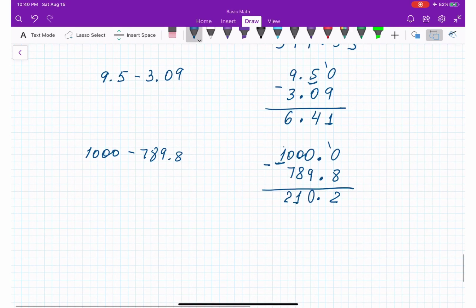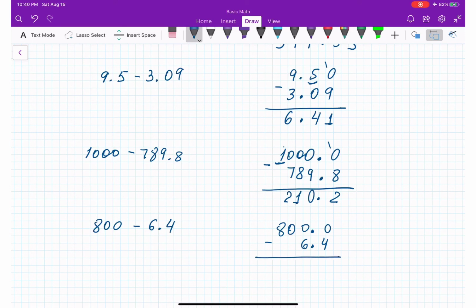And the last one, 800 minus 6.4. Okay. 800 minus 6.4, because the point is here. Okay. Borrowing from this 8. 10 minus 4 is 6. I have here left 9 minus 6 is 3. Here will be left 9, comes down. And instead of 8, I have left 7, because I borrowed from 8, right?